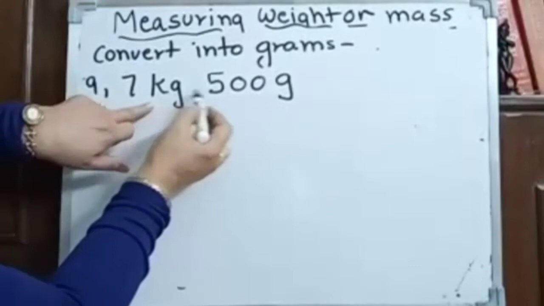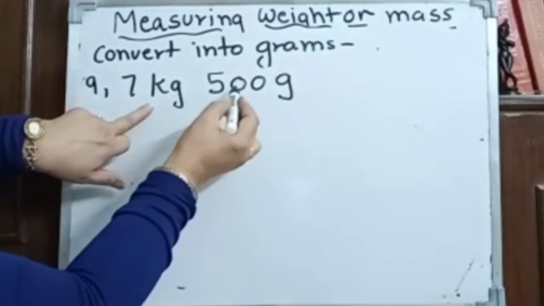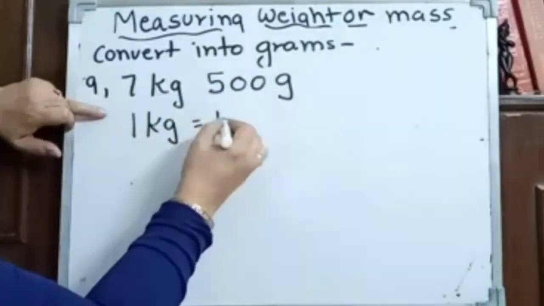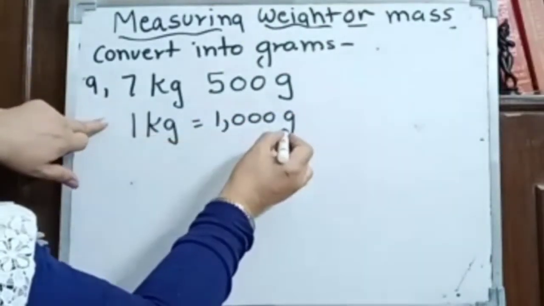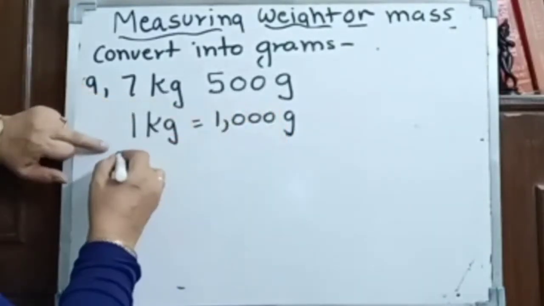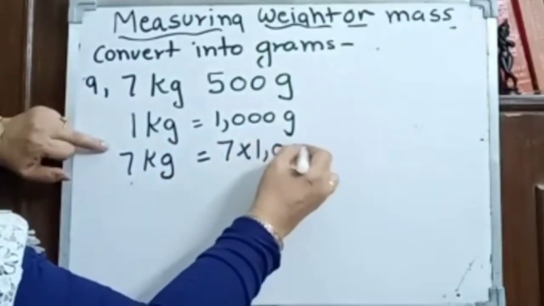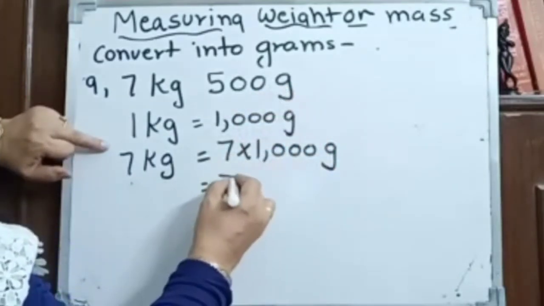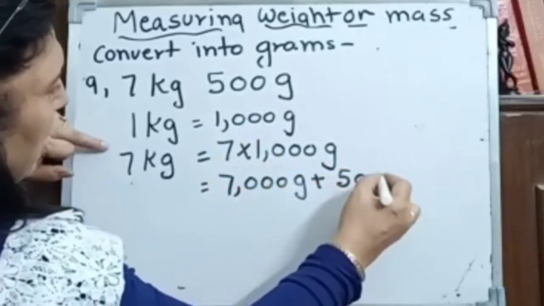We have 7 kg 500 g, means 7 kilogram 500 gram. What will we do? First we will write 1 kilogram is equal to 1000 gram. Then what will we do? Convert the bigger unit into the smaller. 7 kilogram is equal to 7 into 1000 gram. Take care of these units. You have to write g all the time. So 7,000 gram plus 500 gram.